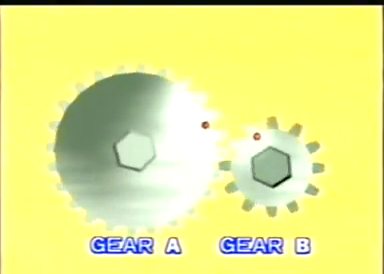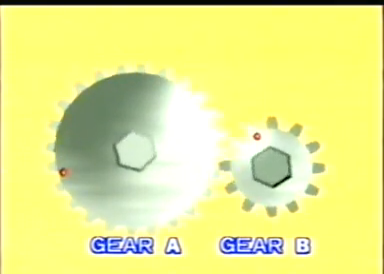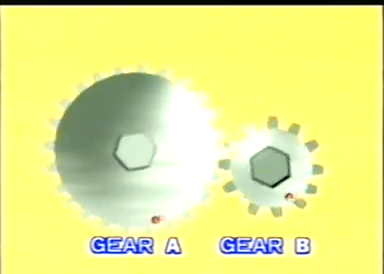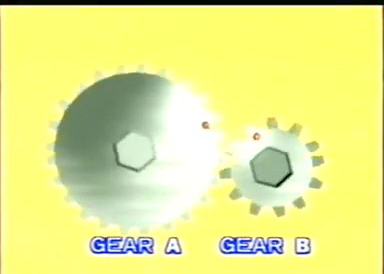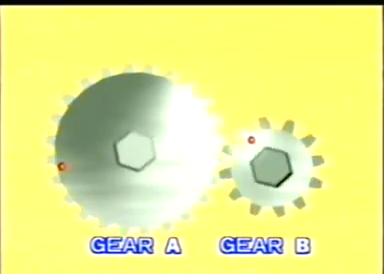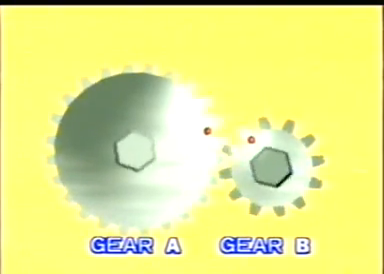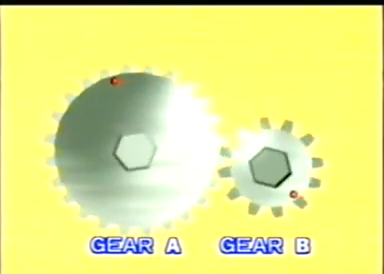Conversely, at high speeds, when we do not need a large amount of torque and the rotation speed of the drive wheels is increased, we increase the number of teeth on gear A on the drive side and reduce the number of teeth on gear B on the driven side. You can see that gear B is now rotating faster than gear A.